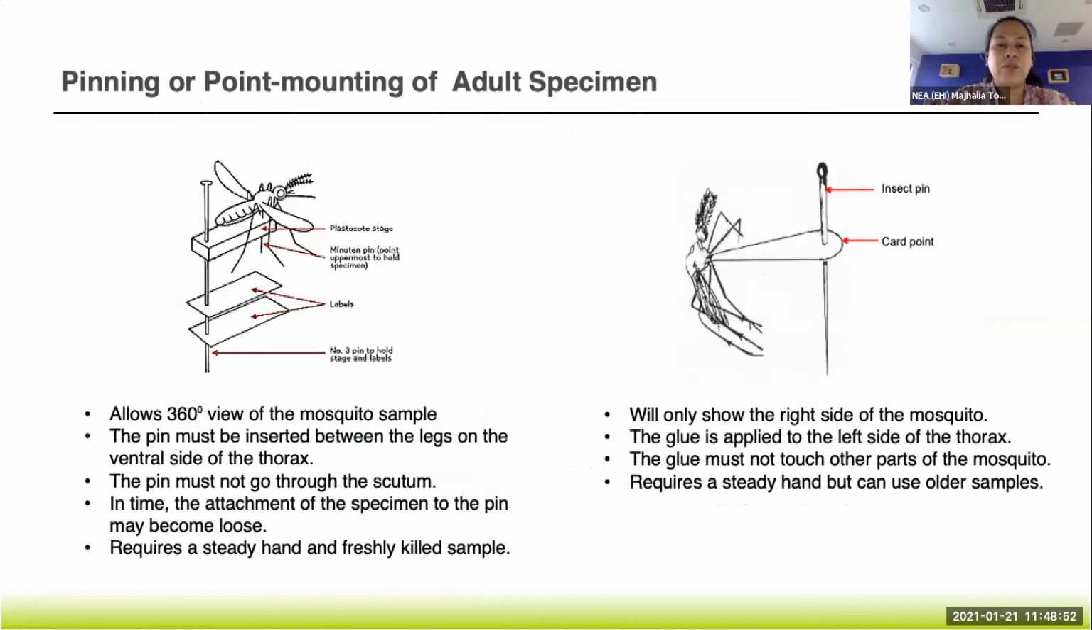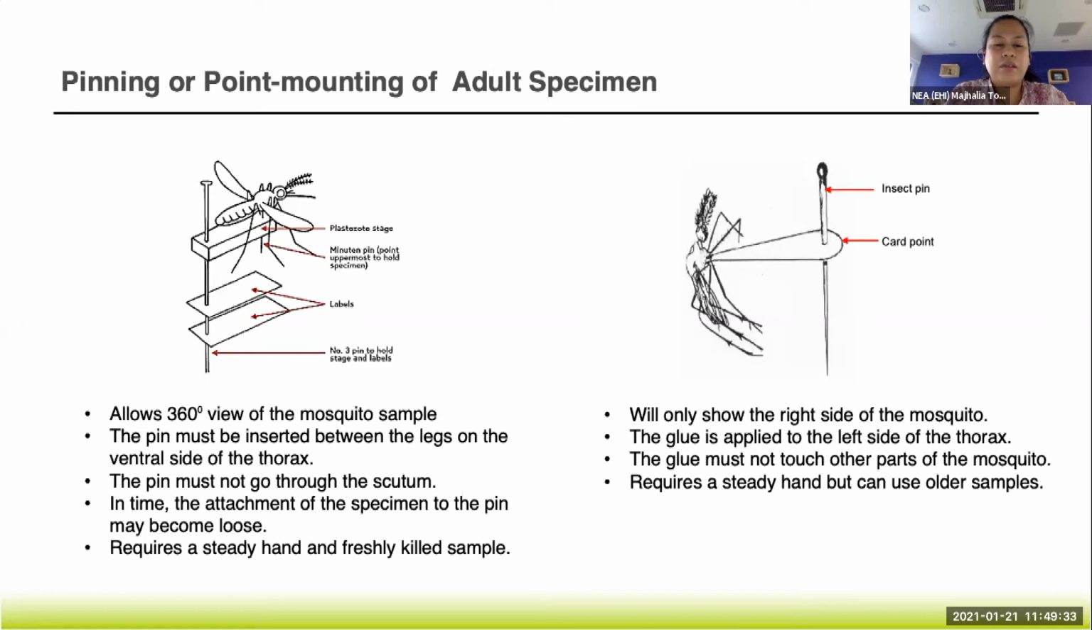So you have a choice when you're doing mounting for adults. Either you do pin mounting or you do point or card point mounting. The difference between the two is that when you do pin mounting, you actually have a 360 view of your mosquito sample. What you do is stick a pin between the legs on the ventral side of the thorax. But you have to make sure that the pin does not go through the scutum, because you have certain taxonomic characteristics on the scutum of your mosquito.